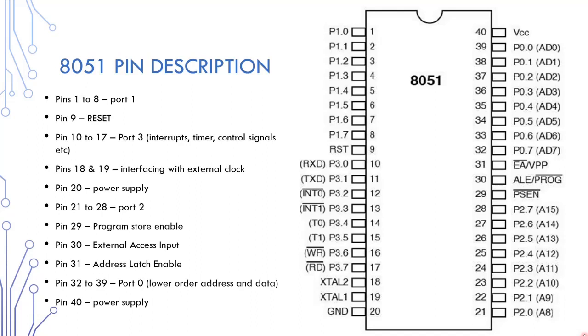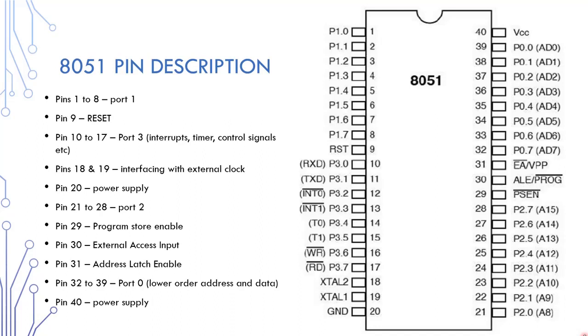Pins 18 and 19 are used for interfacing with an external crystal to get the system clock. Pin 20 provides the power supply to the circuit. Pins 21 to 28 are port 2. It serves as the input-output port. Higher order address bus signals are also multiplexed using this port.